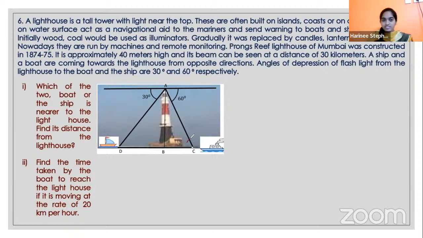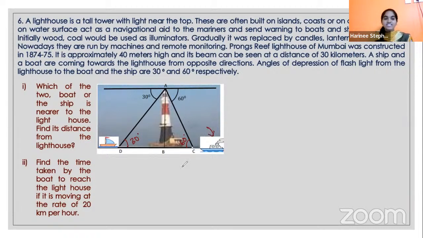If this is 60, it's going to be 60. One second, children. This is 30, it's going to be 30. Now say, which is nearer to the lighthouse? Ship is nearer. Ship. Why? Lesser the distance, more the angle. Very good. So I have told you, more the angle of elevation, less the distance you are from the object. So the ship is nearer to the lighthouse.